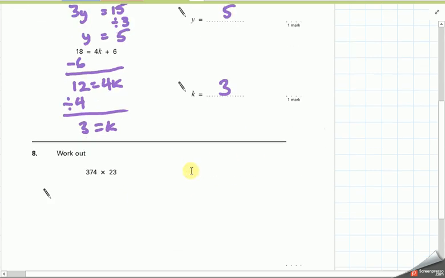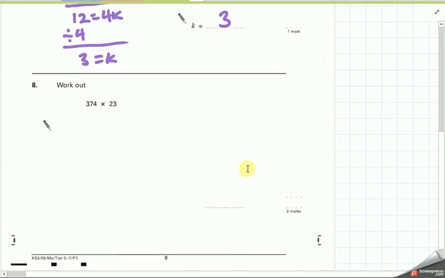Number 8. Got to do a multiplication with this one. Long multiplication. I would probably say I am going to multiply by the 23. It's not worth multiplying by 374. So write 374 times 23.